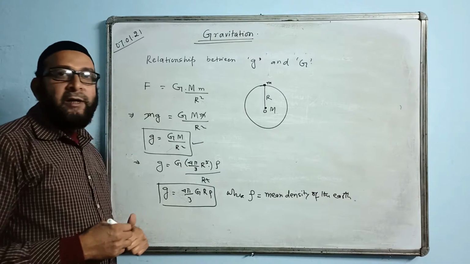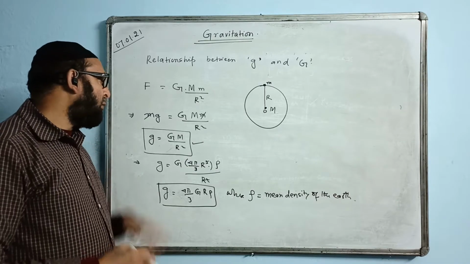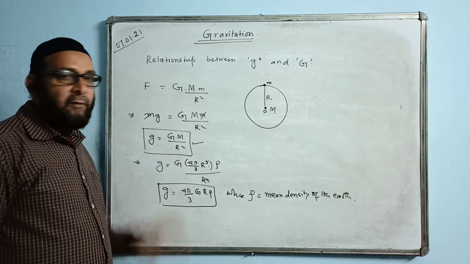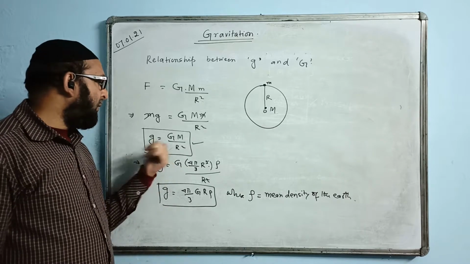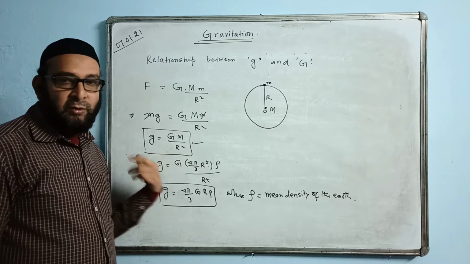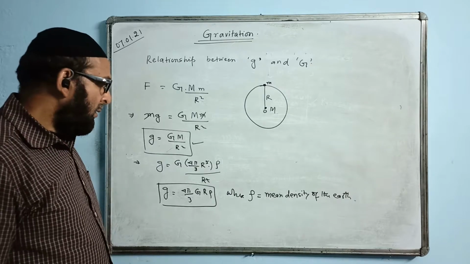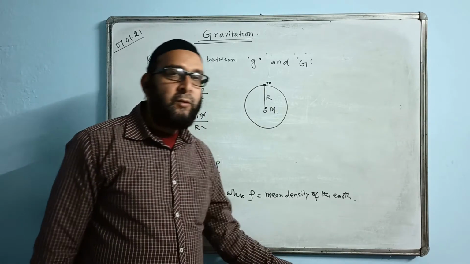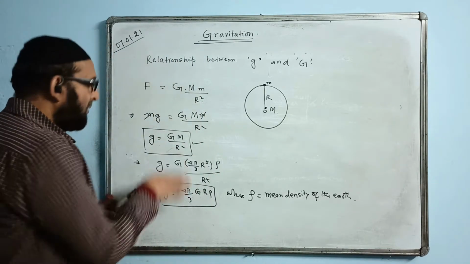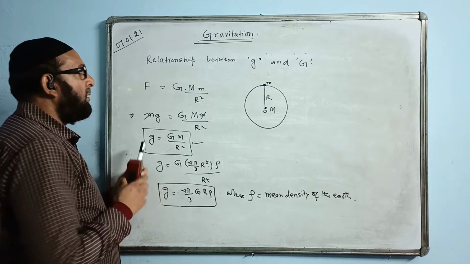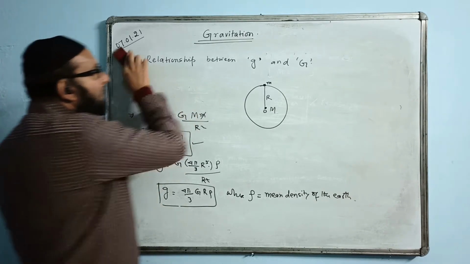If a question asks you to write down the relationship between small g and capital G, you can write either this or this. Any one of them is correct, but we give preference to this relation: g is equal to GM by r square. Though you can use this also. Both of them are derived from this only, so it is all the same.